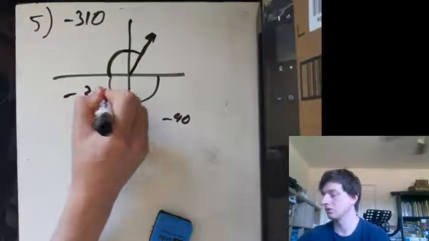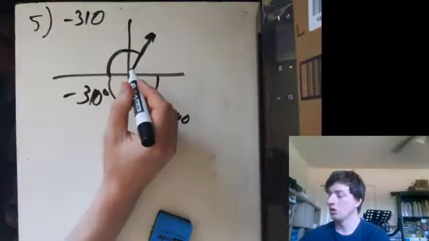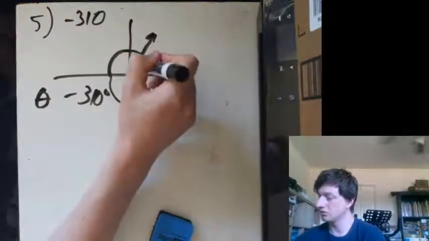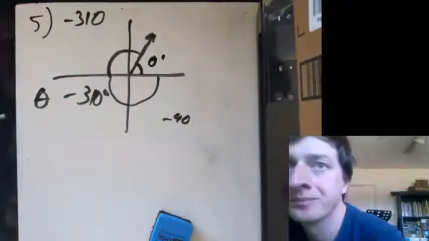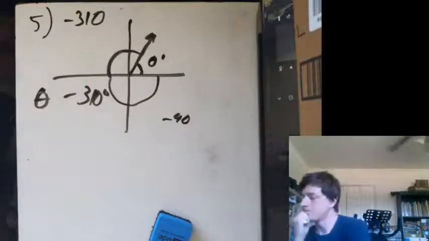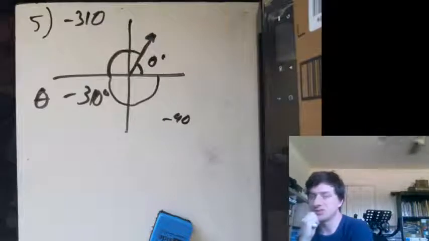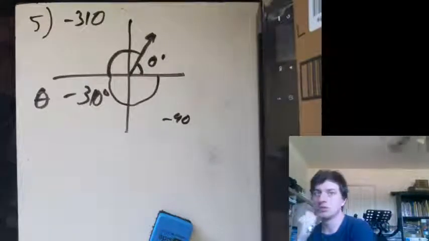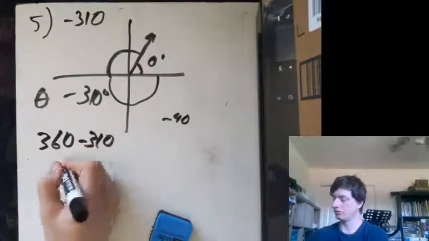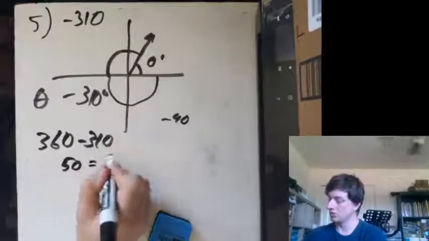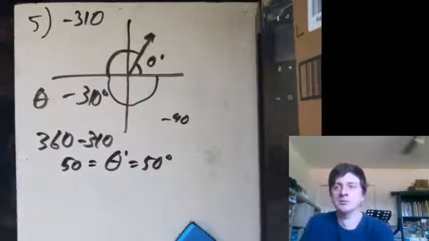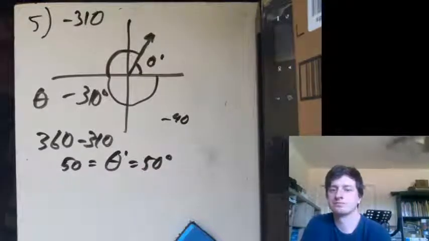So negative 310 degrees. We went in the negative direction, which means our angle here, this is theta. This is the reference angle that we want. So we just say, okay, what's 360 minus 310? Well, that's a 50-degree angle. So this is theta prime. That's our reference angle, 50 degrees. Should be simple enough.